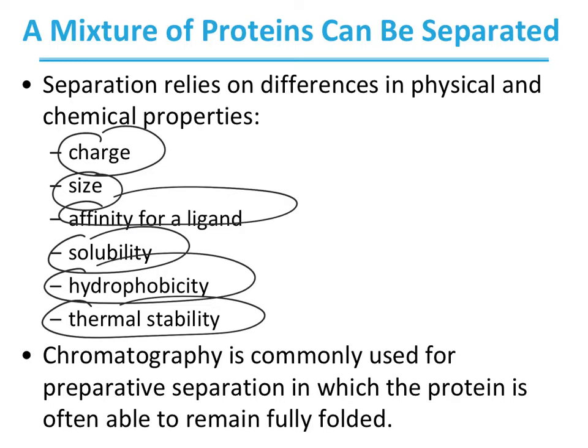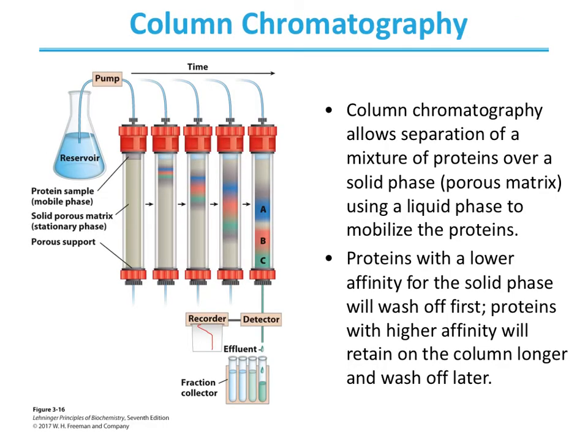Chromatography is commonly used for preparative separation, in which the protein is often able to remain fully folded. This illustrates column chromatography. This allows the separation of a mixture of proteins over a solid phase using a liquid phase to move the proteins through the solid phase. Proteins that have a high affinity for the solid phase will remain on it longer, and they will be removed from the column later. Those with a lower affinity will wash off first.